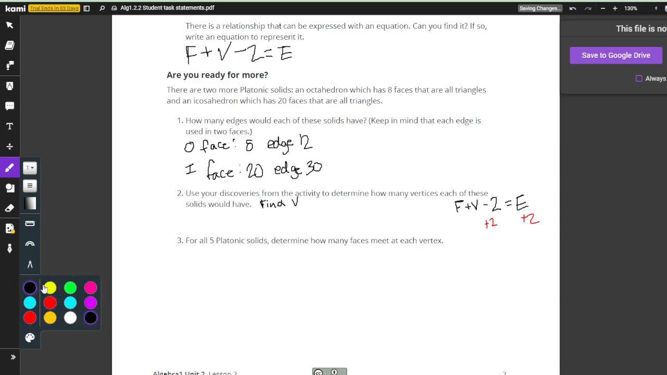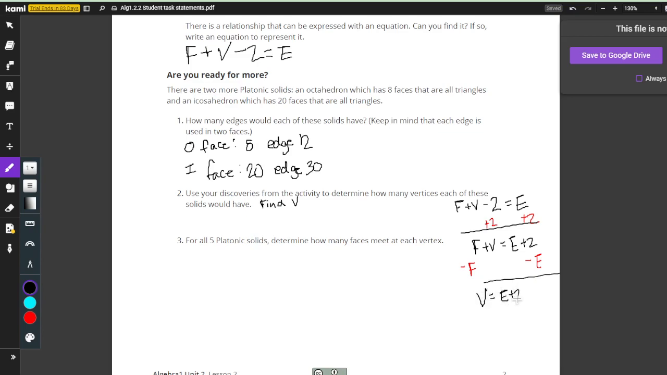So when we add 2 to both sides, we get F plus V is equal to E plus 2. And then we have to get V by itself. So in order to do that, we have to subtract F from both sides. So if we subtract F from both sides, we get V is equal to E plus 2 minus F. Okay. And that's how we're going to find V.